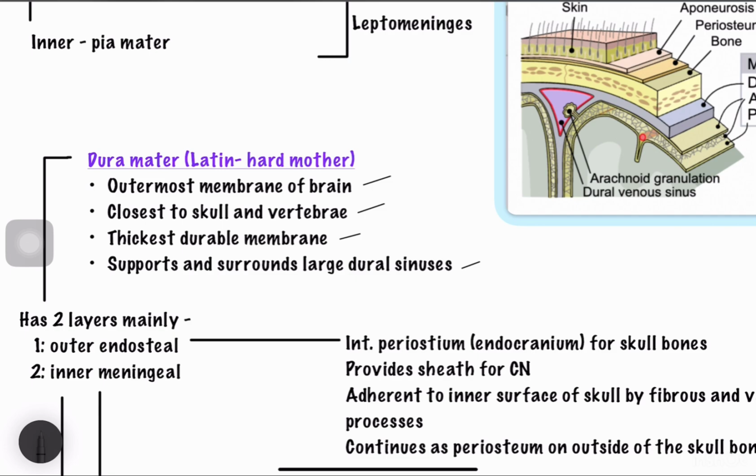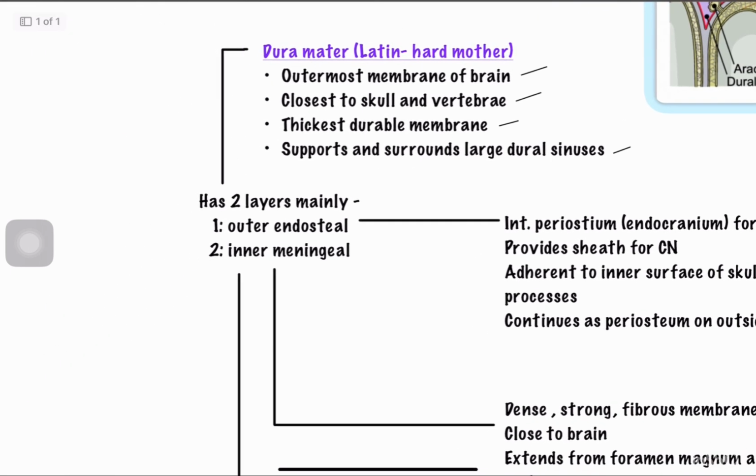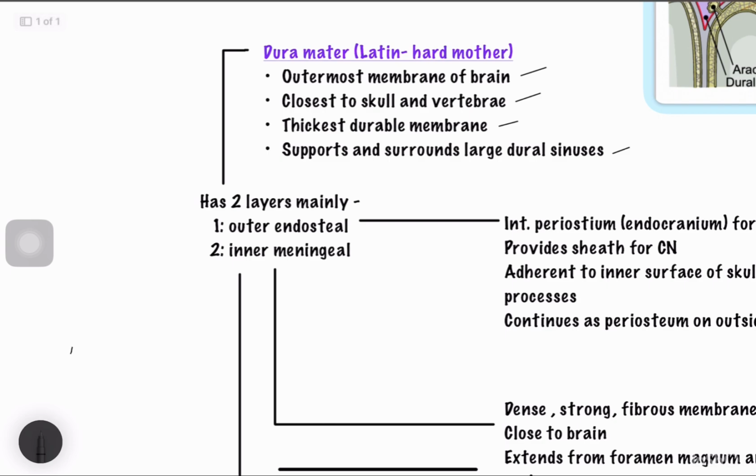The outer layer is associated with the outer layer of the cranium, or the periosteum, and the inner dural layer is known as the meningeal layer, which is associated with the brain and the other meninges.